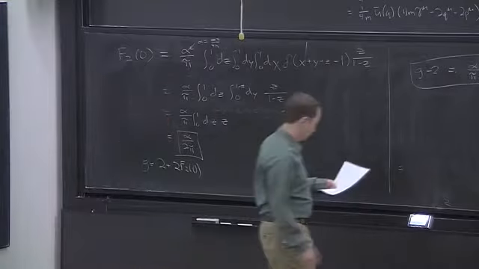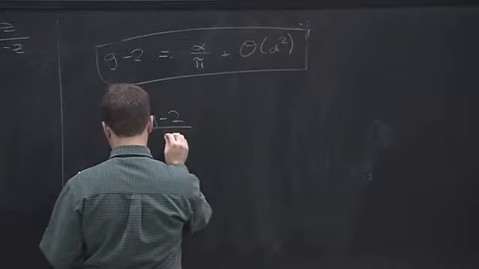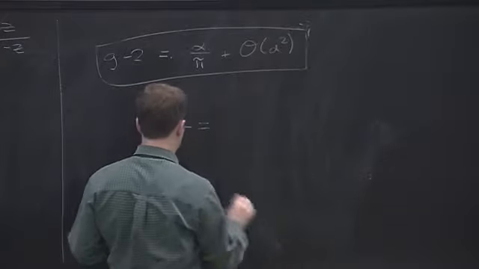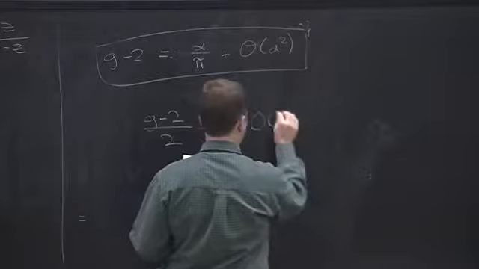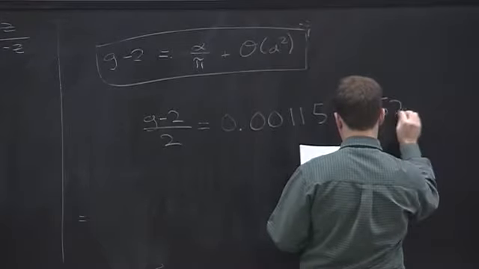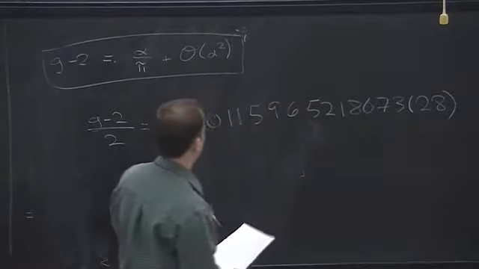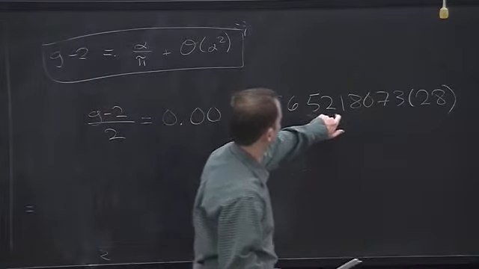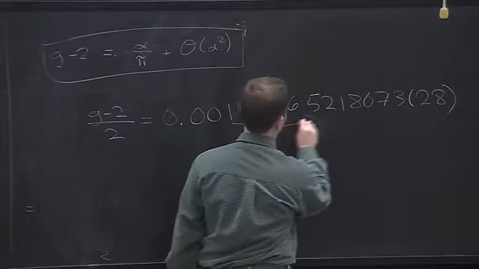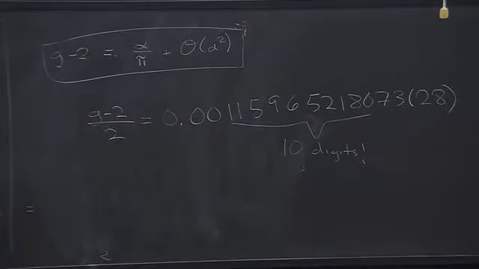Together, including the alpha to the 4th calculations, the result, which is very famous, is this. There are 1, 2, 3, 4, 5, 6, 7, 8, 9, 10 digits here. So this is, as far as I know, the most precise prediction in all of human history.